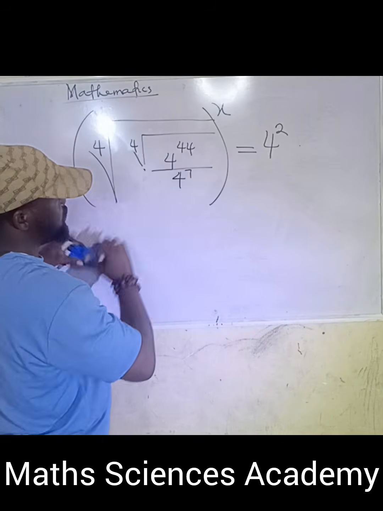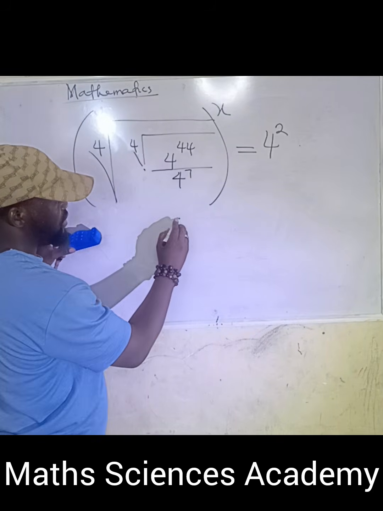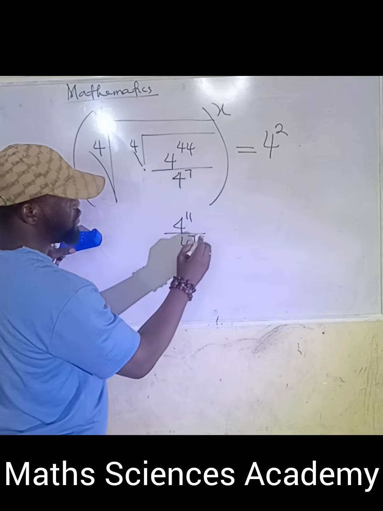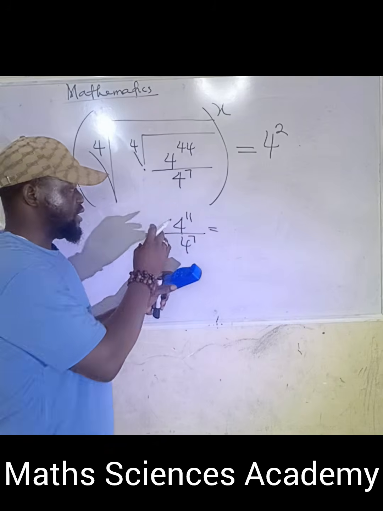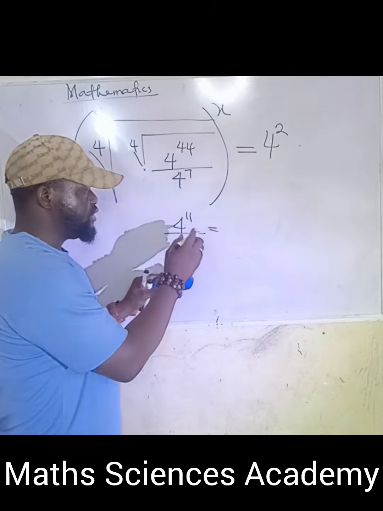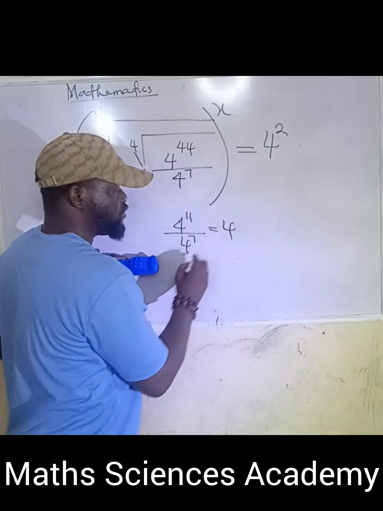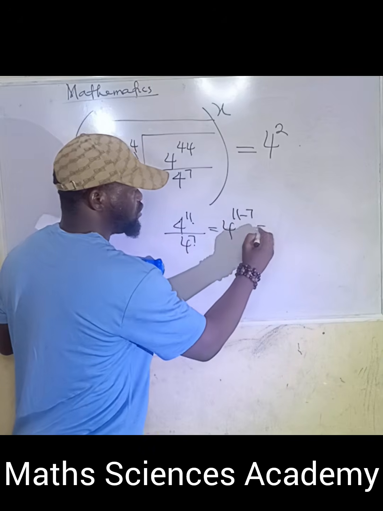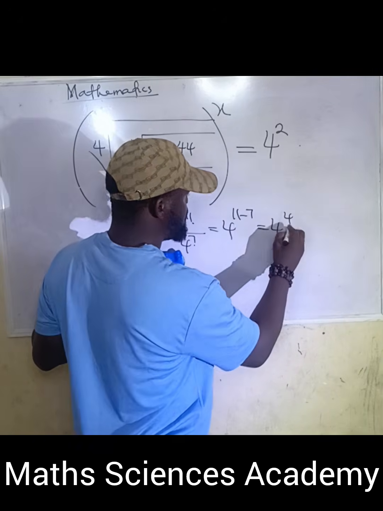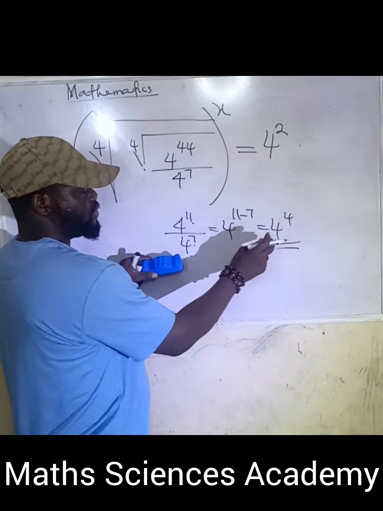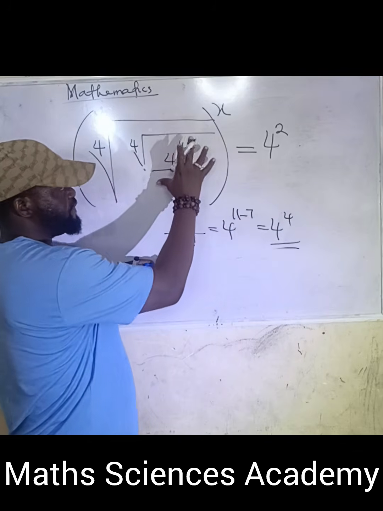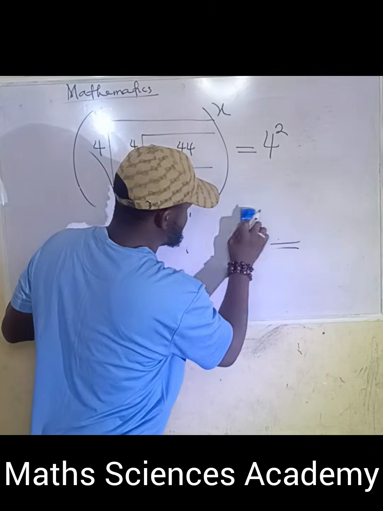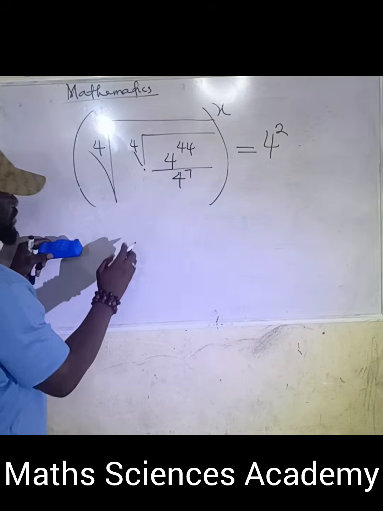Then 4 raised to power 11 divided by 4 raised to power 7. When you have the common base, then you consider the base. From the laws of indices, it will be 11 minus 7. 11 minus 7 equals what? 4 raised to power 4. 4 raised to power 4 is the value of this inner root now. Then you can now go on with this.